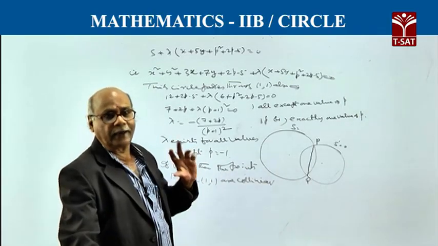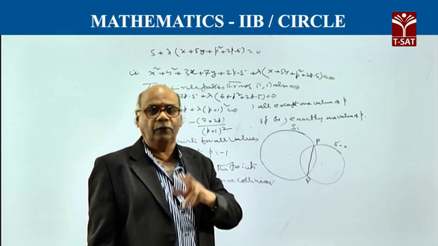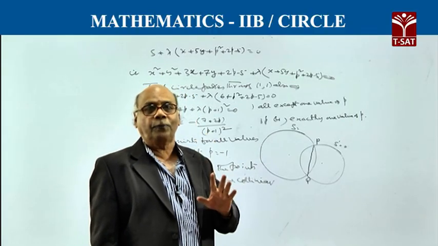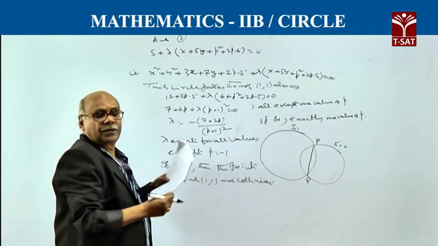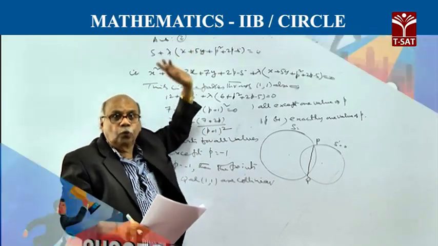So, there is always a circle passing through p, q and 1, 1 for all values of p except one value, which is minus 1. See, the answer is option number 2.